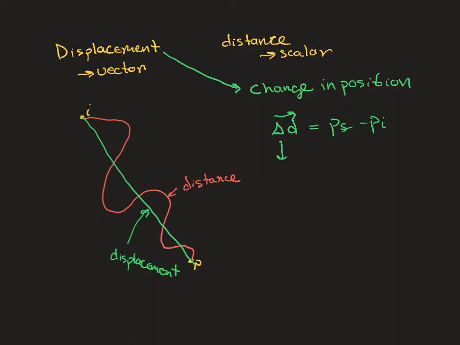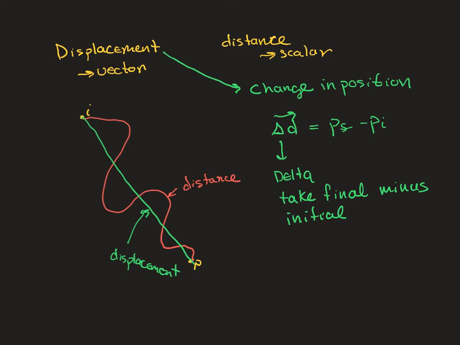This delta here, this is an uppercase delta, and it's always going to stand for take final minus initial. So you're going to see that delta appear multiple times throughout the semester. And whatever variable is next to it, you need to subtract the final minus the initial of it.